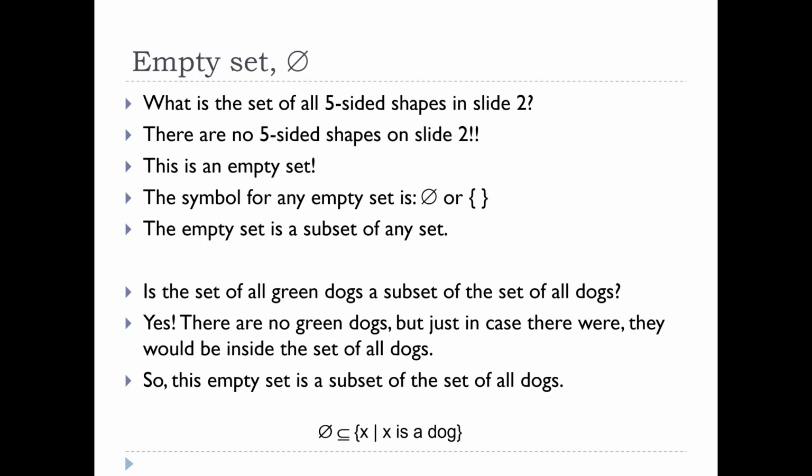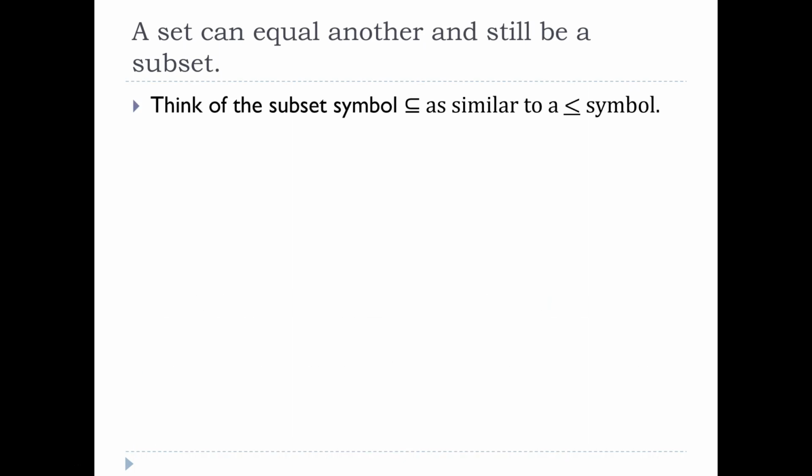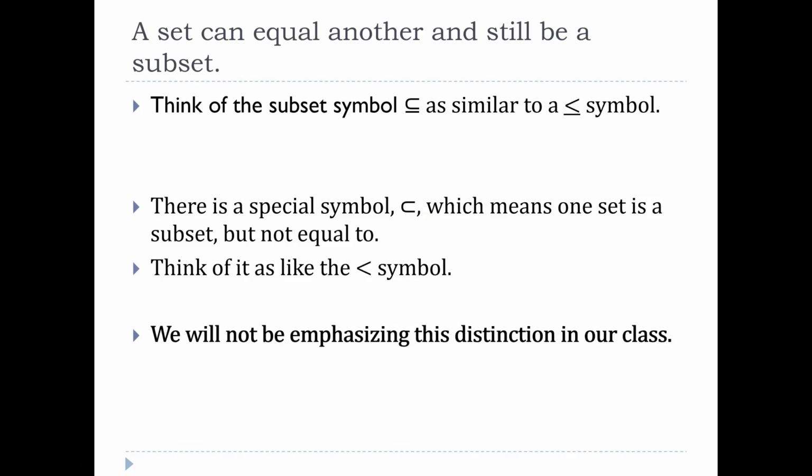Now, we'll go further into this as we go into the next ones, why the empty set is a subset of any set. A set can equal another set and still be a subset. So we're thinking again, the symbol is similar to the less than or equal to sign. This little line underneath indicates they could be equal. There's a special symbol which means that one set is a subset but not equal to, but we won't really use that in this class.